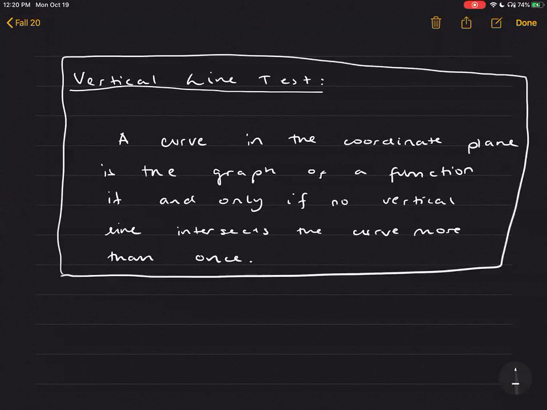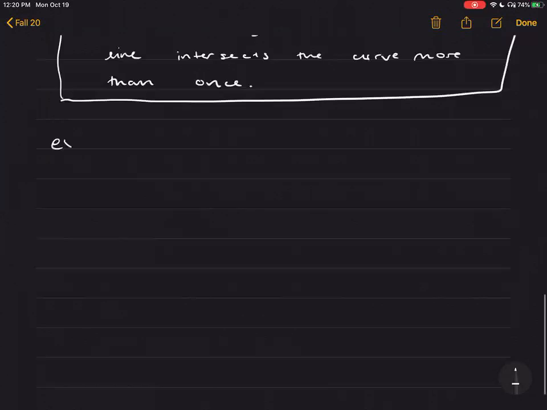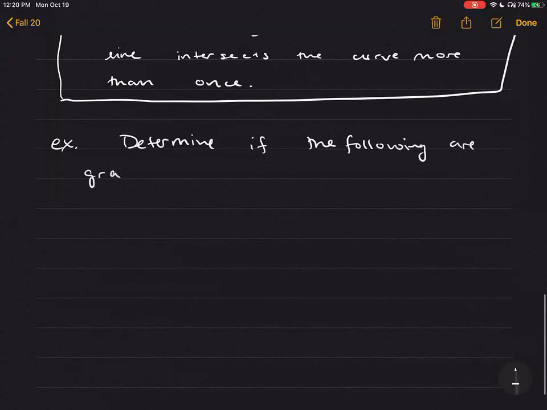But what does this actually mean in plain English? Let's see some examples. Example: determine if the following are graphs of functions.